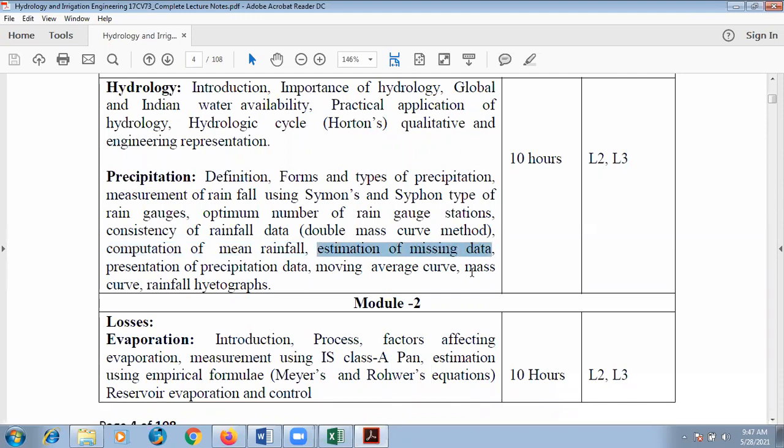When the deviation is less than 10%, we said arithmetic average is the method we need to adopt. If it is more than that, weighted mean has to be taken. A numerical example was also looked into. And then presentation of precipitation data, in which we presented data in the form of hyetograph and incremental hyetograph, and finally moving average curve. So all these things were discussed.